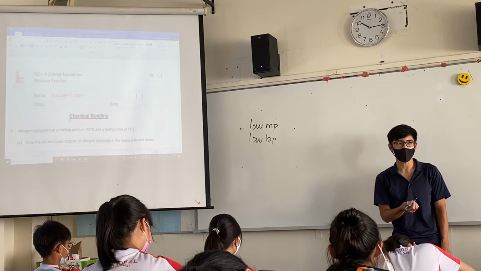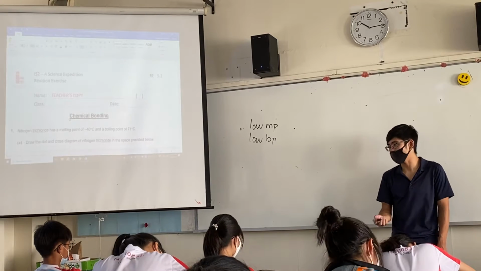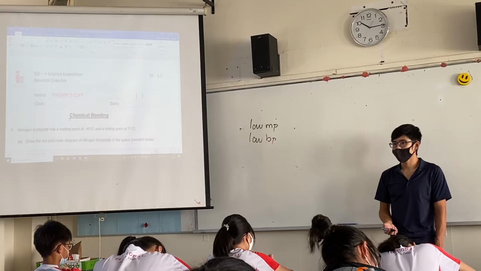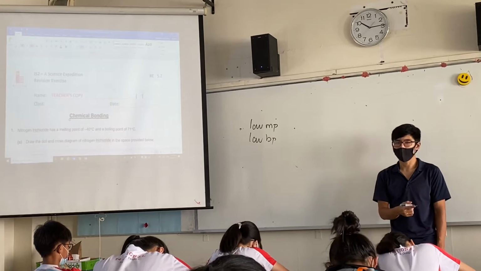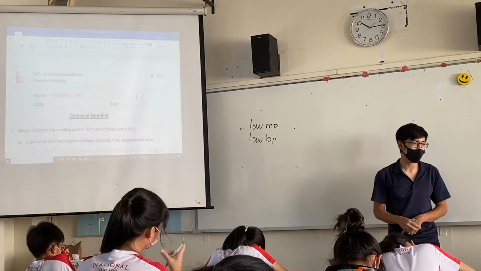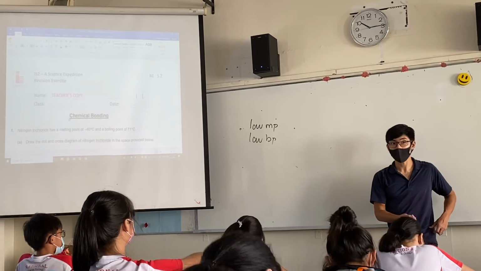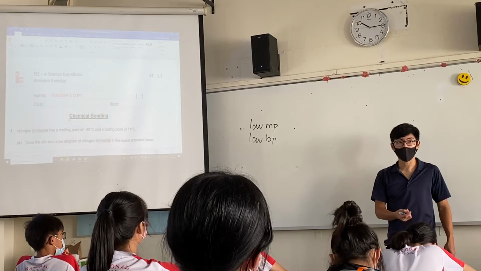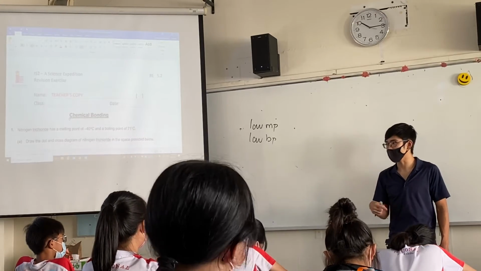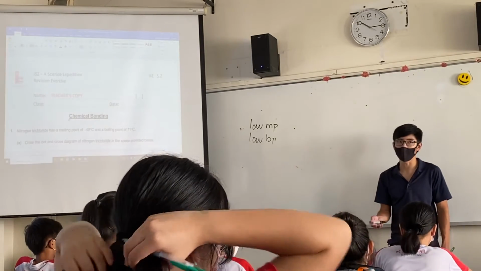Then what constitutes a high boiling point and high melting point? Metal, yes. But what is the range of temperature that you would consider high? Ice melts at 0 degrees. Actually, that's considered a low melting point.